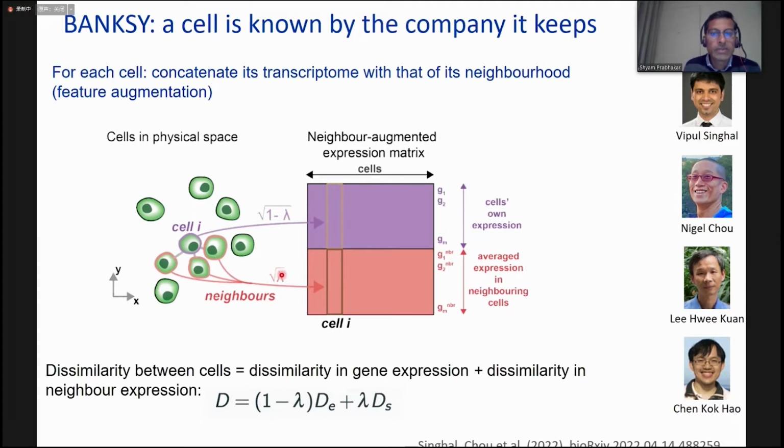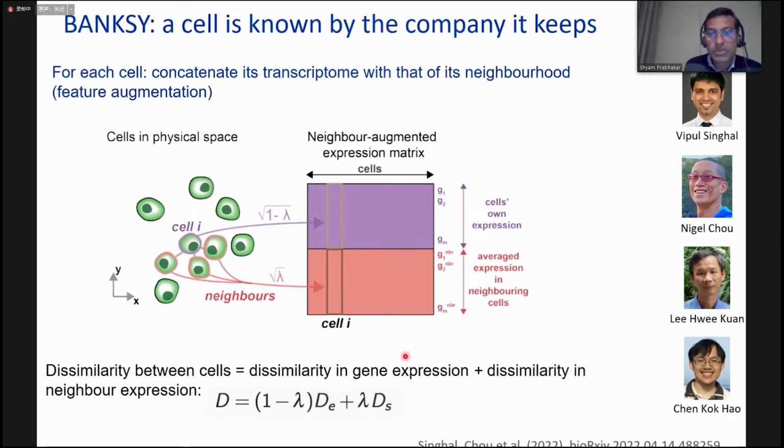You can see here that when lambda becomes really large, you're mainly weighting the neighbor transcriptome. When lambda is very small, you're mainly weighting the own transcriptome. And the distance between any two cells, if you work it out like this, the squared distance between any two cells is (1 minus lambda) times the own expression squared distance plus lambda times the neighborhood squared distance. And you can tune lambda and give different weights to the own expression and the neighbor expression.